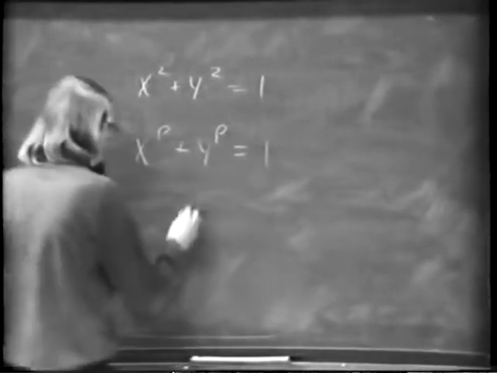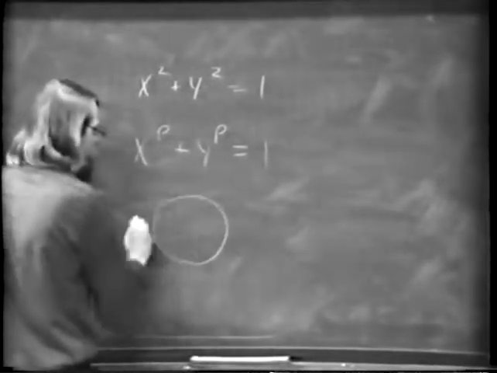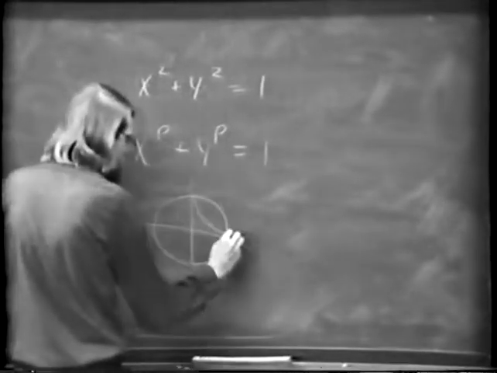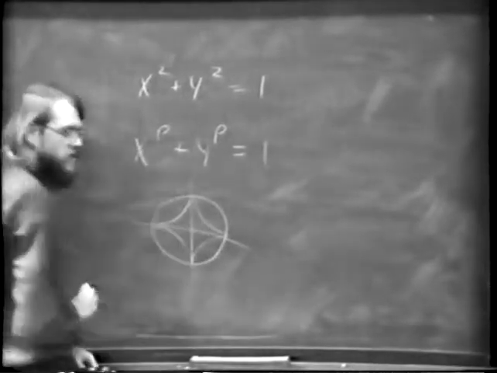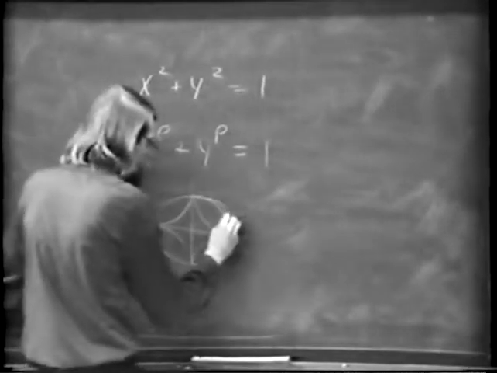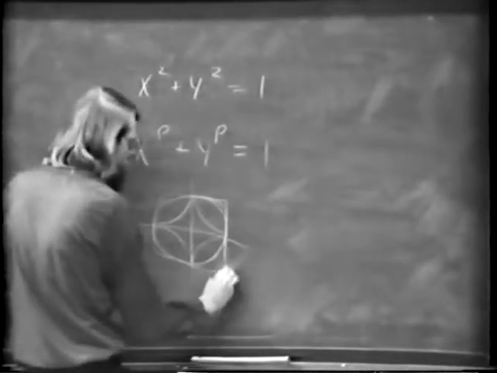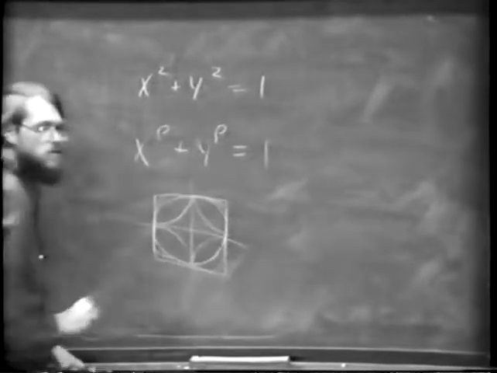And p equals 2 gives you a circle. P less than 2 gives you something like that. P greater than 2 gives you something like that. P equals infinity gives you a square.